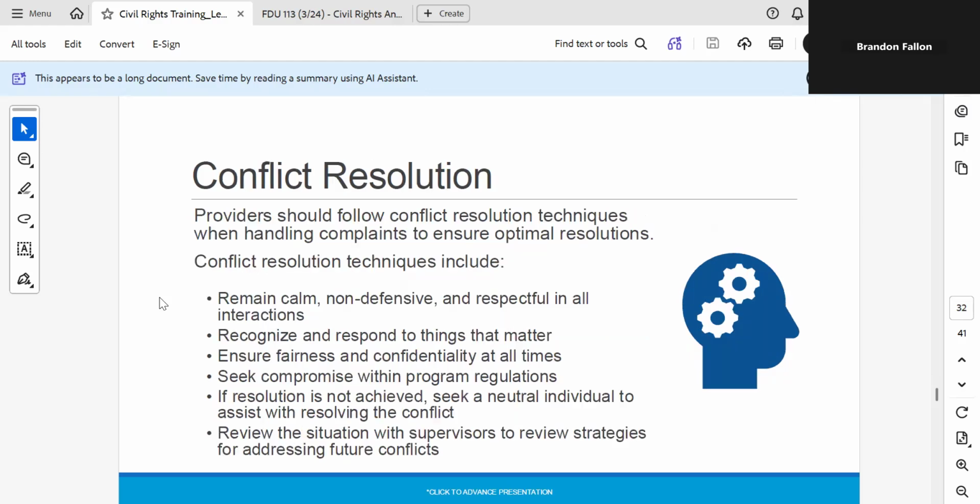Apologize for any inconvenience. Conflict resolution. Providers should follow the conflict resolution techniques when handling complaints to ensure optimal resolutions. Conflict resolution techniques include remain calm, non-defensive, and respectful in all interactions. Recognize and respond to things that matter. Ensure fairness at all times. Seek compromise within program regulations. If resolution is not achieved, seek a neutral individual to assist with resolving the conflict. Review the situation with supervisors to review strategies for addressing future conflicts.